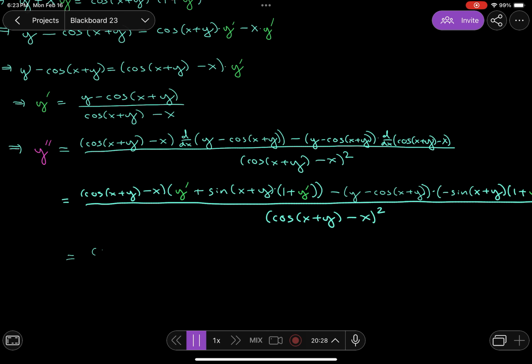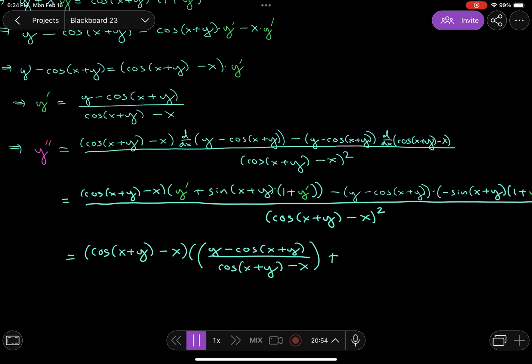This is the same thing as the cosine of x plus y minus x times, okay, this is where I have a big parentheses, y minus the cosine of x plus y, all divided by the cosine of x plus y minus x. Very computationally heavy here. Plus, here's where I'm at. So I just replaced this. Now I have the sine of x plus y, but I just fact checked, and that is x times y times 1 plus y prime.